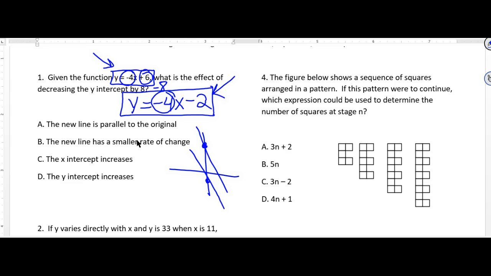So we know parallel means same slope. These two lines have the same slope. Our answer is going to be A there. If you look through the rest of the answer choices, the rate of change is not changing. The x-intercept decreased, doesn't increase. The y-intercept went from 6 down to negative 2, it decreases, doesn't increase. So A is the only possible option we have there.